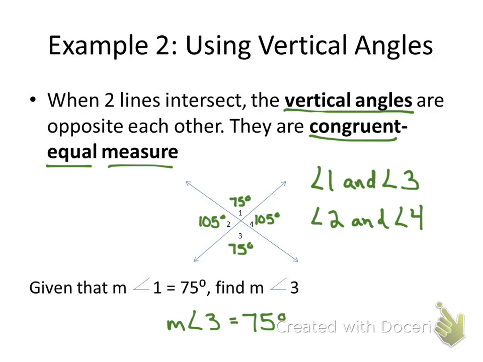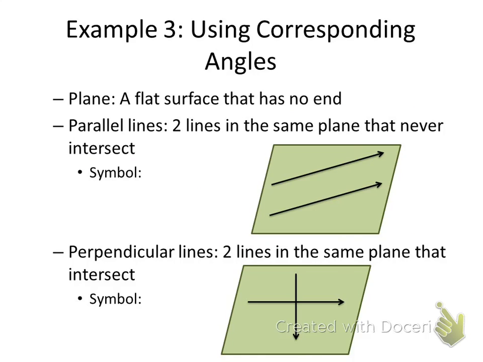Let's go ahead and move on to our third type of angle: corresponding angles. You need to know a few things first. First of all, a plane is a flat surface that has no end. So basically, I'm looking at how lines relate to each other within a plane. That's the flat surface that has no end.